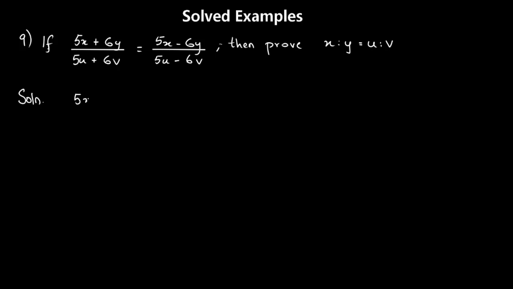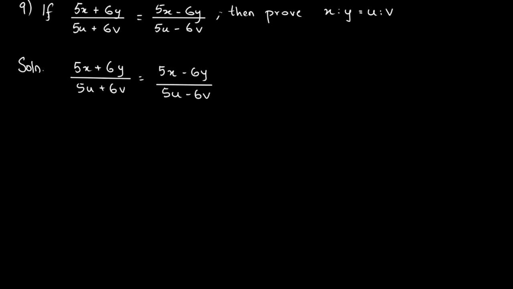So we have (5x plus 6y) divided by (5u plus 6v), which is equal to (5x minus 6y) divided by (5u minus 6v). The first property that we would like to use in this case would be alternendo. The idea is to make sure that the x, y terms are on one side of the equation and the u and v terms are on the other side. So the first property I would like to apply here would be alternendo.